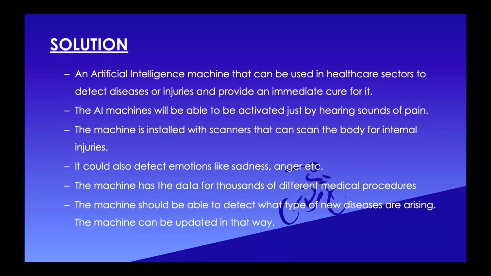So what exactly is our solution? Our solution is an artificial intelligence machine that can be used in the healthcare sector to detect diseases or injuries and provide a cure for them immediately. The AI machines can be activated just by hearing sounds of pain, and they are installed with scanners that can scan the entire body and tell you where exactly the injury is. It can also detect emotions, and it has the data for thousands of different medical procedures, so it can cure almost every single problem. And it can be updated so that in case there are new diseases, the machine will be able to cure them.